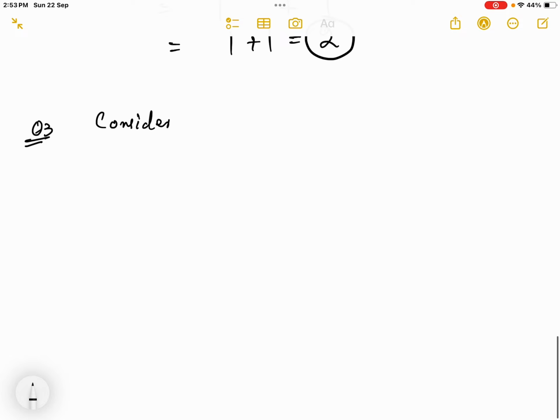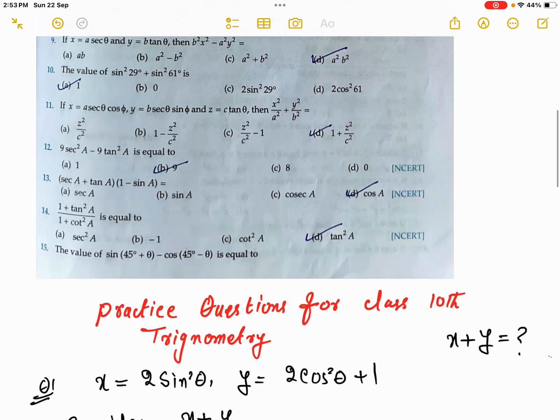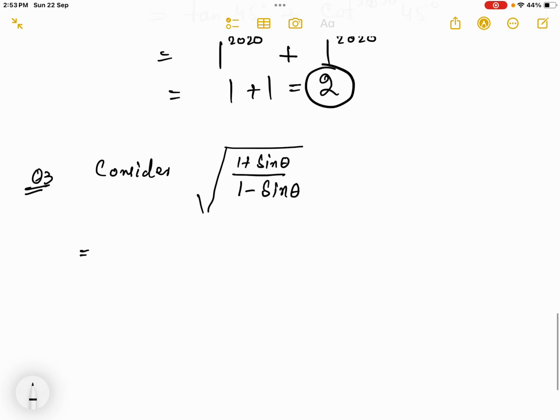I'll consider from here the square root of (1 plus sine theta) over (1 minus sine theta). I have to find the value of this. Now I will look for the correct option. I think this is a textbook question also. So what I will do is one thing.